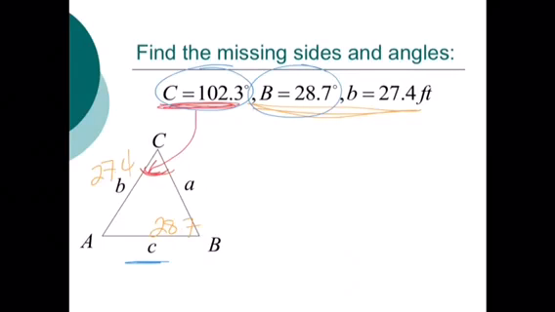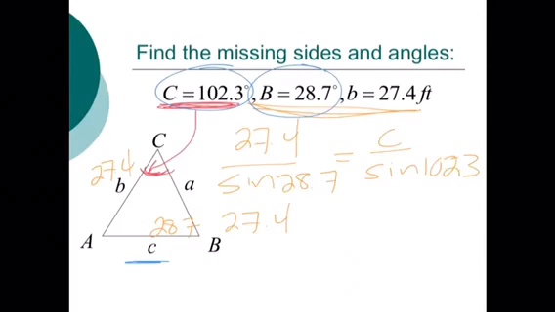Now we're going to start with what we know. So I have side B, which is 27.4, divided by the sine of 28.7, and that's going to equal side C over the sine of 102.3. Alright, we have one step to perform to get C by itself, and that is multiply both sides by the sine of 102.3. So 27.4 times the sine of 102.3 divided by the sine of 28.7 is going to give us our answer.